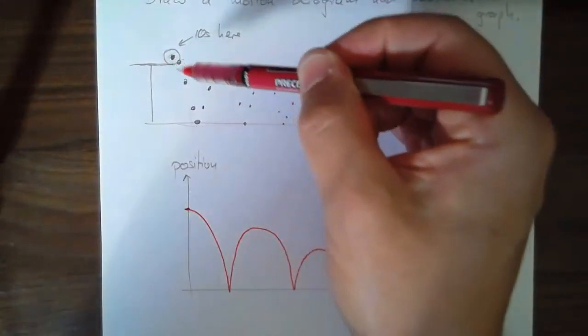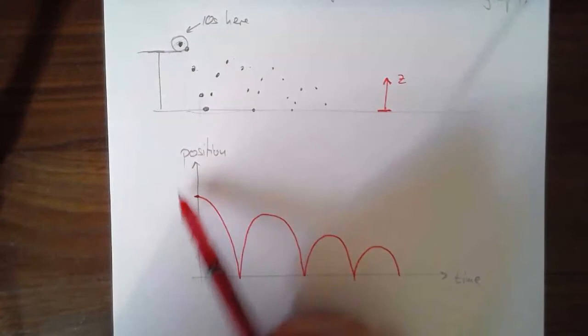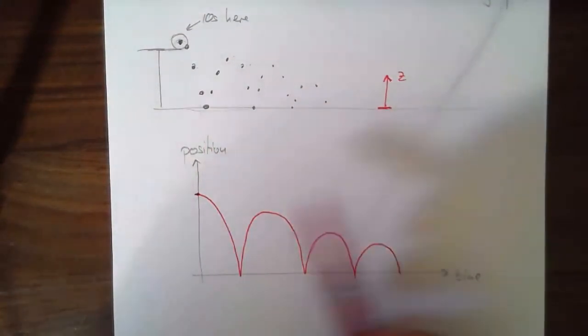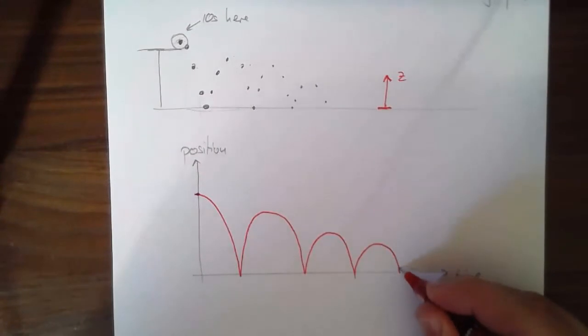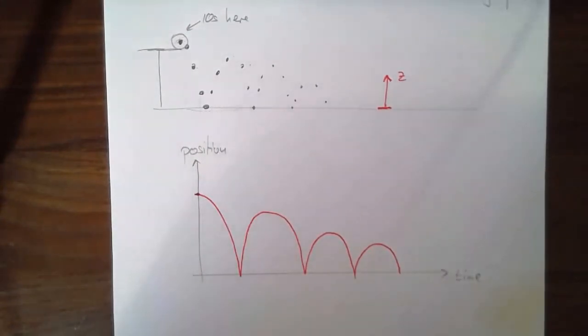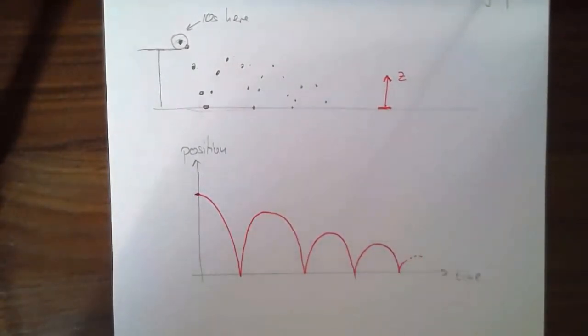I take a picture every 10th of a second. This is a graph of the position, how high up you are, the vertical position against time. Now it should come to rest eventually, and so I guess I should keep going until this becomes essentially 0. I'm going to stop right here. Maybe I'll just indicate, look, it's going to carry on.